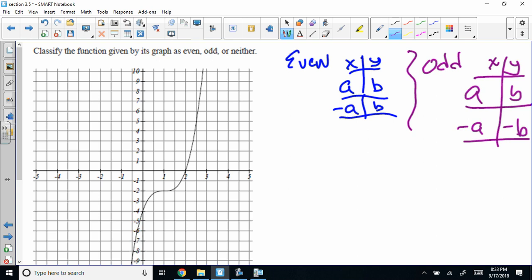Y'all okay with that? Okay, now. So if it's 2.5, it has to be negative 2.5, right? Y'all agree? Yeah? Let's go to negative 2.5. Snap. Where's it at?